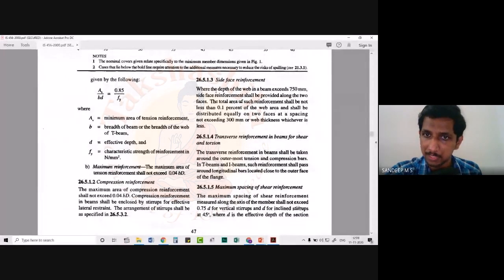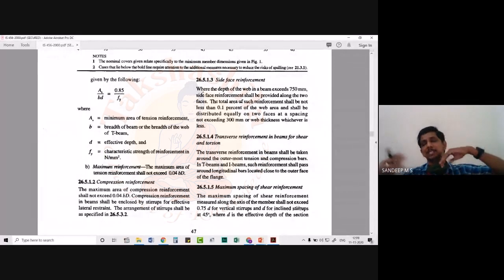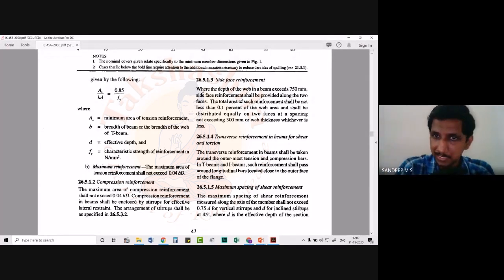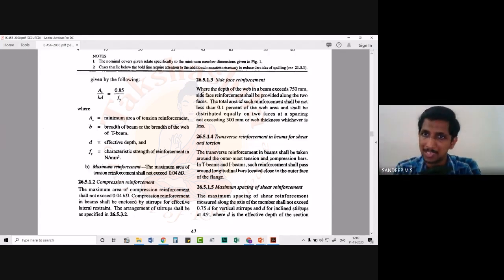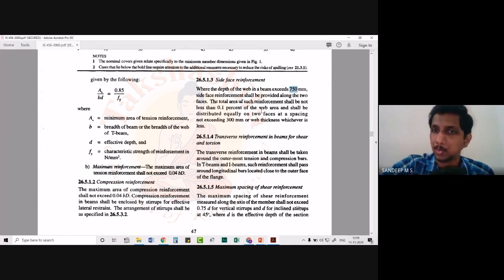26.5.1.3, that is regarding side face reinforcement. So when this is the case, just visualize the depth is larger than 450 millimeters. That means it is almost half a meter. That is, the beam is having a very large depth. In such a case, we have to provide side face reinforcement. When we consider torsion, if the dimension exceeds 450 itself, we have to provide. In the normal case, we will be providing the side face reinforcement when this depth is more than 750 millimeters. But when we include the effect of torsion also, if the depth is more than 450 millimeter, we have to actually provide the side face reinforcement.